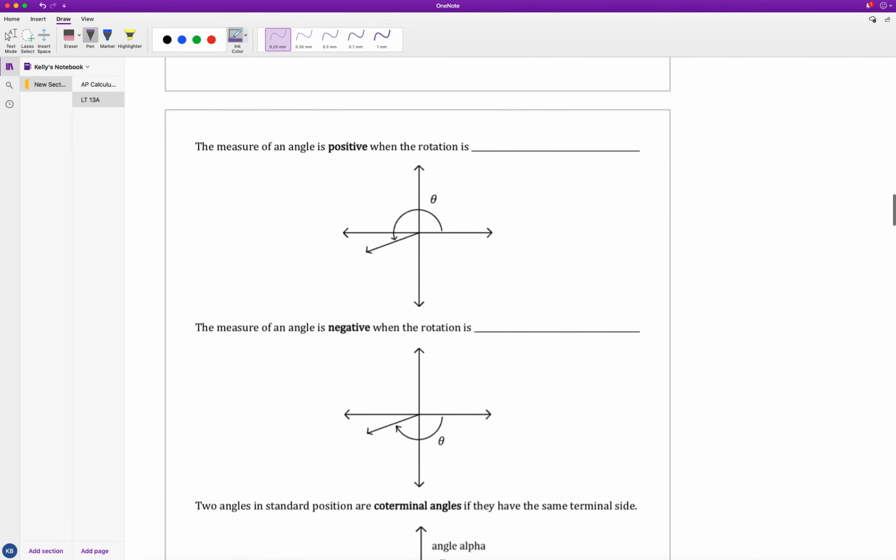Okay, so let's look at what happens when I rotate two different ways. In this first example, it says the measure of an angle is positive when the rotation is, in this case, counterclockwise. So I'm going to fill in our blank here. When I take an angle, and remember I'm starting on the positive x-axis always, and I rotate up and over in the counterclockwise direction, this, in this case theta, is going to be a positive angle, because I'm rotating counterclockwise. And that's just the definition that we have in trigonometry.